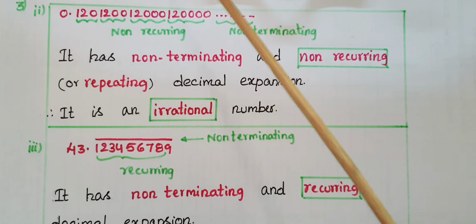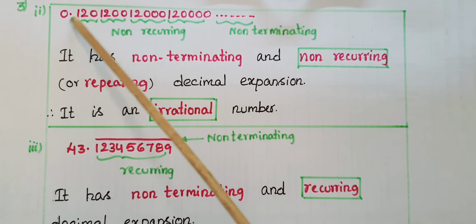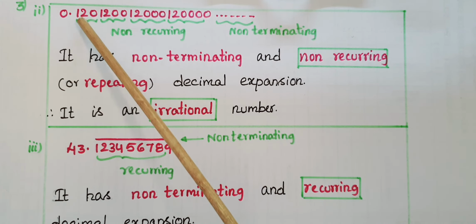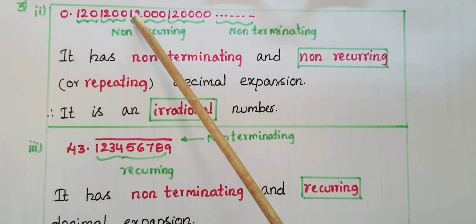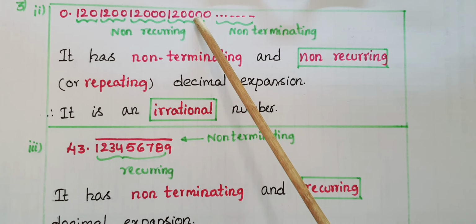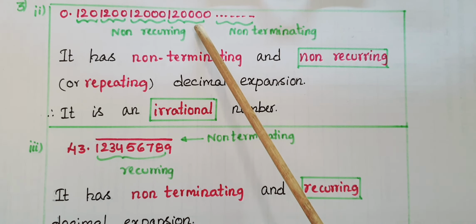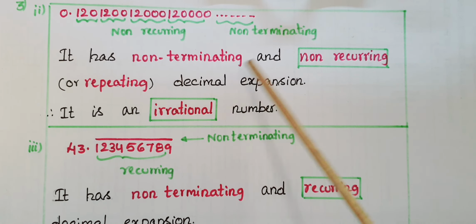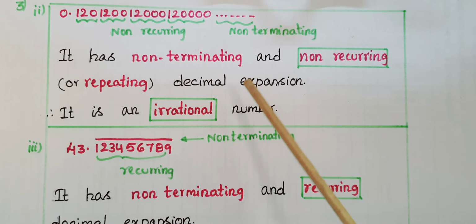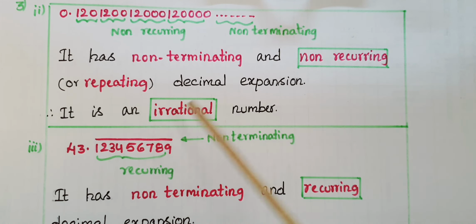This is the next problem. If you see this number here, this number is non-terminating, and if you observe these digits, these are non-repeating, non-recurring. If you see 1 2 0 here, 1 2 0 0, 1 2 0 0 0, and here 4 zeros. So these digits are not repeating, that is non-recurring. So this decimal expansion is non-terminating and non-recurring. So we know that those numbers are called irrational numbers. Those are not rational numbers. So it is an irrational number.